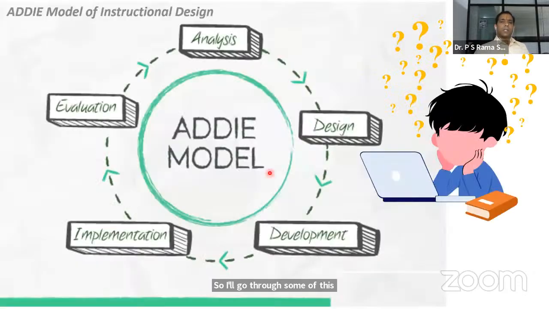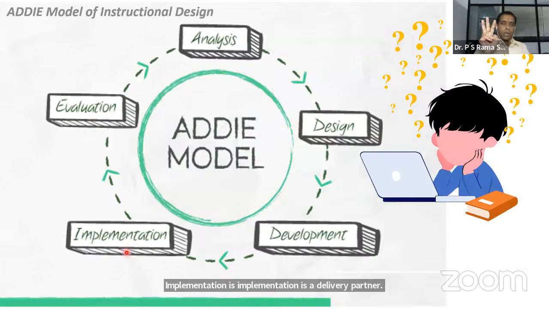Now, ADDIE model of instructional design, it's an acronym. It stands for analysis, design, development, implementation, and evaluation. So all the elements have gone into it. Analysis is the initial analysis. It's not the course analysis. It's: what is the prerequisite? What actually led you to put this course in your curriculum? Then you go for the design. Then you go for development. Implementation and evaluation is the delivery part, which we have seen.